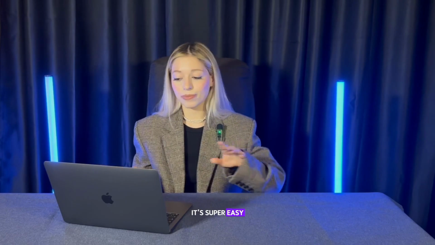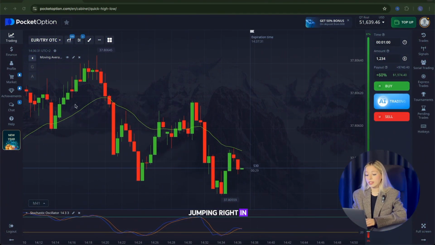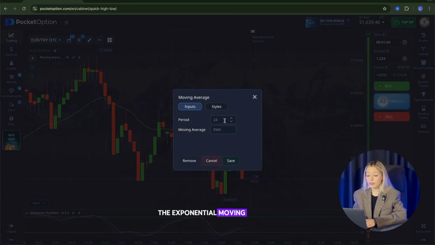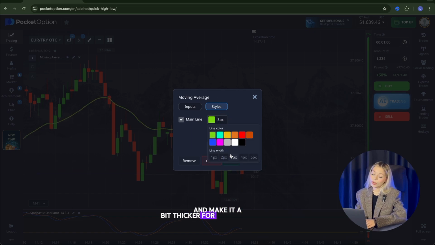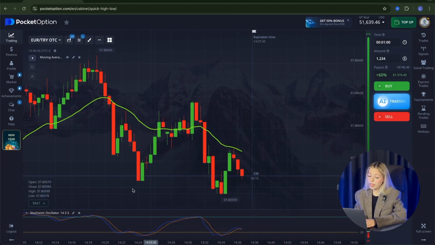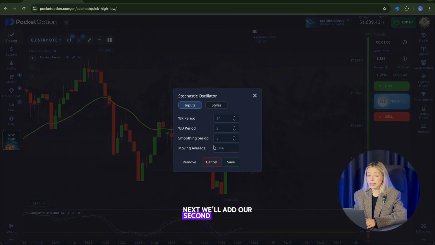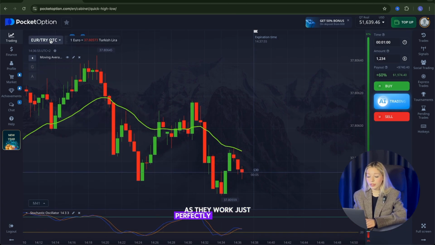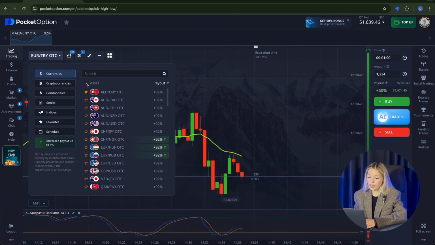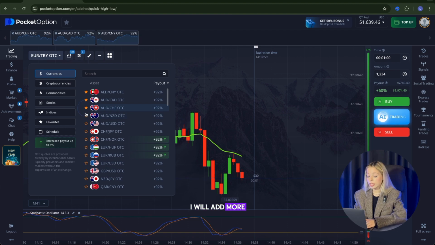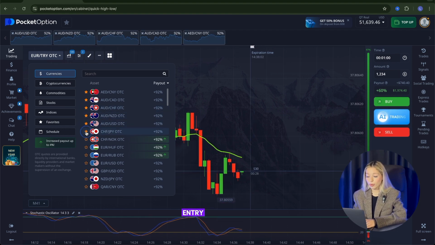It's super easy. Okay, jumping right in, the foundation of our strategy will be the exponential moving average, and I will add an EMA with a period of 24 and make it a bit thicker for better visibility. Next, we'll add our second indicator, the stochastic oscillator, and I will leave the default settings as they work just perfectly for our plan. And of course, I will add more currency pairs to find the best entry points.